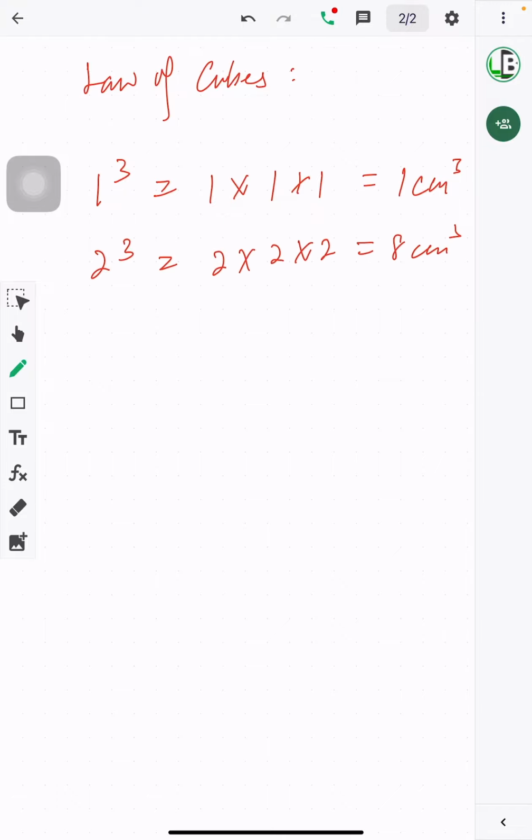What do you mean by the law of cubes? That means you must understand, if I take 1 cube, which equals 1 times 1 times 1, what do I get? I get 1 cm cube. Then if I take 2 cube, I get 2 times 2 times 2, and I get 8 cm cube. And then if I have 3 cm cube, I have 3 times 3 times 3, I get 27 cm cube.